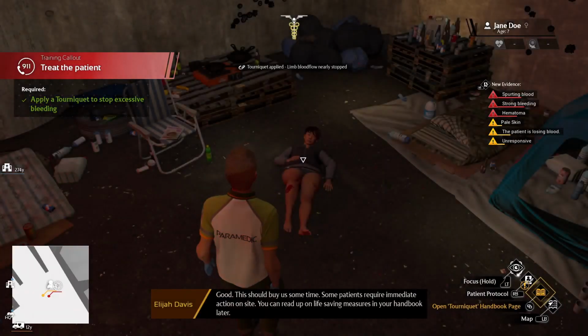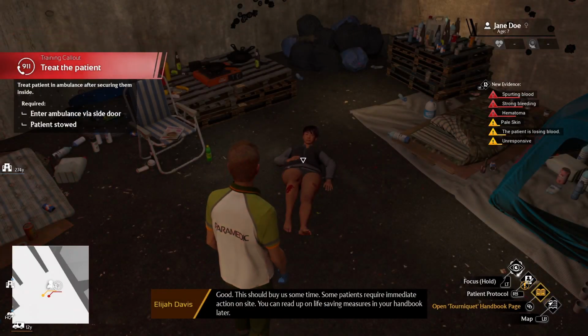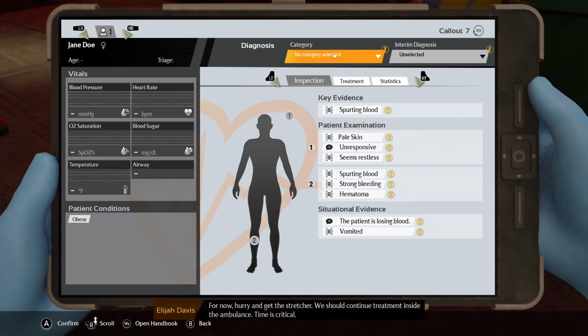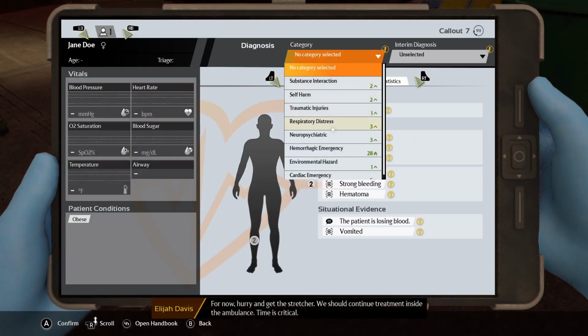Good. This should buy us some time. Some patients require immediate action on site. You can read up on life-saving measures in your handbook later. For now, hurry and get the stretcher. We should continue treatment inside the ambulance. Time is critical.